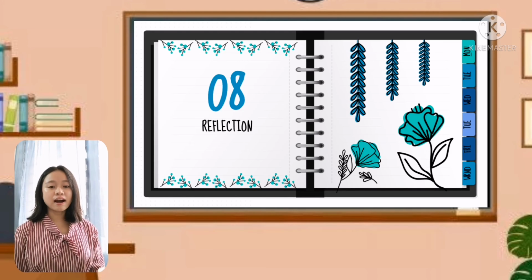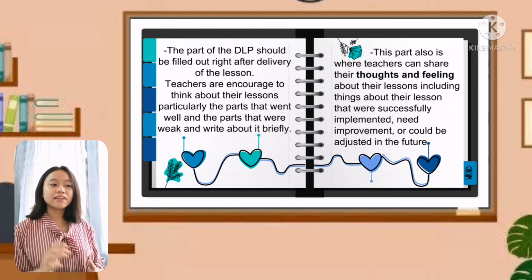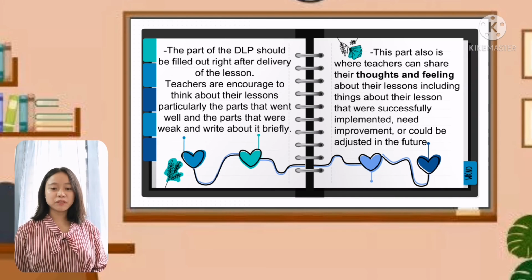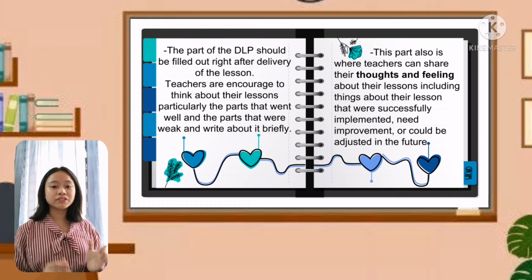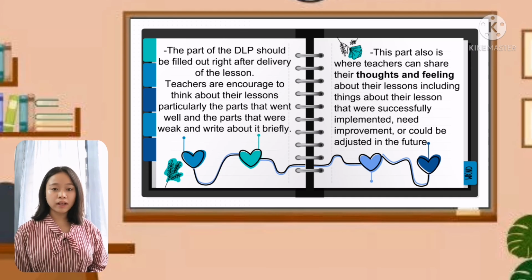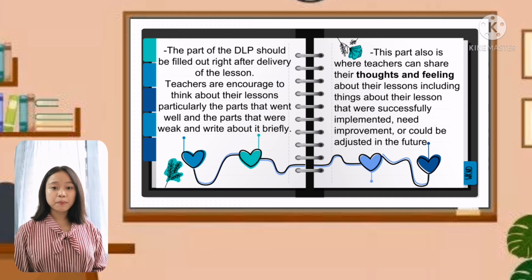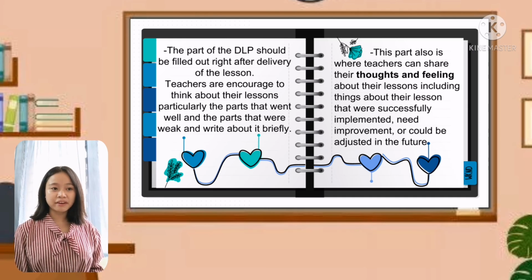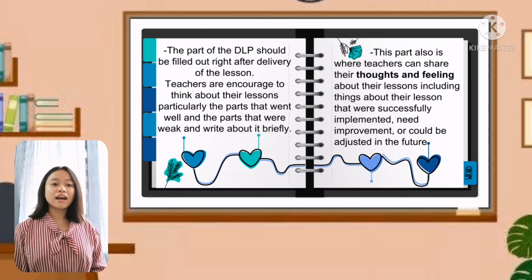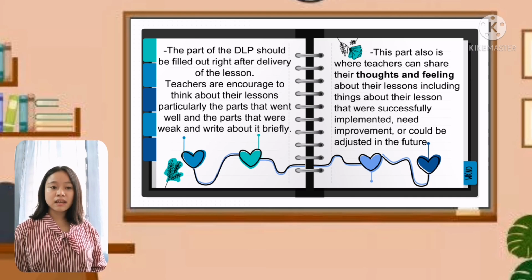Last one, we have the reflection. This part of the DLP should be filled out right after delivery of the lesson. Teachers are encouraged to think about their lessons, particularly the parts that went well and the parts that were weak, and write about it briefly. This part is also where teachers can share their thoughts and feelings about their lessons, including things that were successfully implemented, need improvement, or could be adjusted in the future.